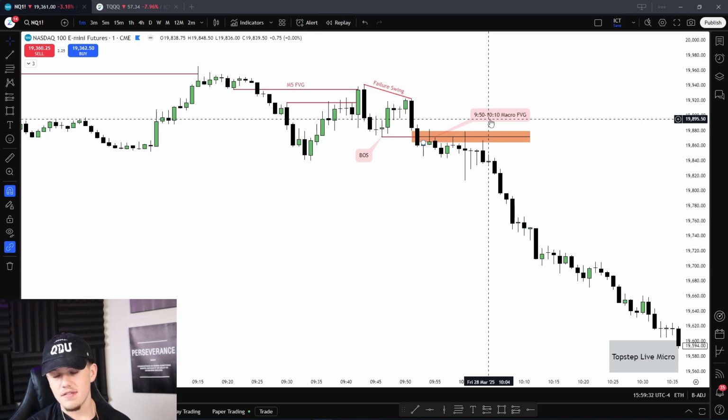But 9:50 to 10:10, you're only looking for the same thing. If it doesn't show up, then you don't have an entry. If it does show up, you have an entry, because you should already know your narrative at this time. 9:50 to 10:10 will enter into a fair value gap, respect consequent encroachment, and then move down lower.